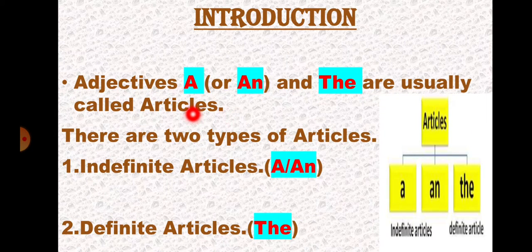Introduction. Adjective a, an, and the are usually called articles. There are two types of articles: indefinite articles and definite articles. Indefinite articles, that is a and an. Definite articles, that is the.